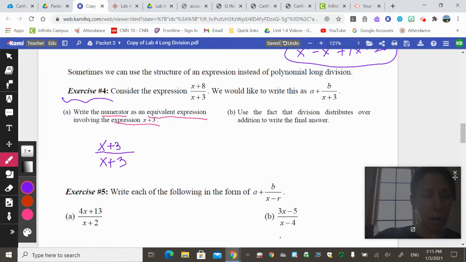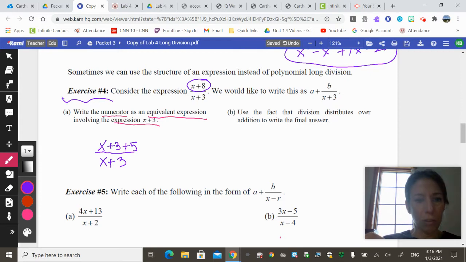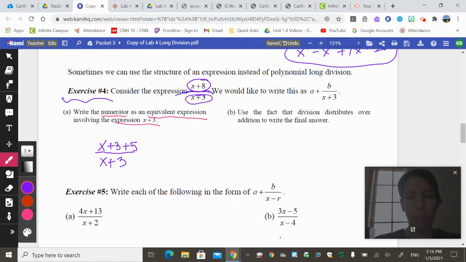This has to be part of our numerator: x plus 3, the denominator or a multiple of the denominator. And we want our numerator to equal x plus 8. So for x plus 3 to be equivalent to x plus 8, we have to add 5 to it. Hopefully we all agree that this is the same value as x plus 8 over x plus 3. We just changed the form of it.